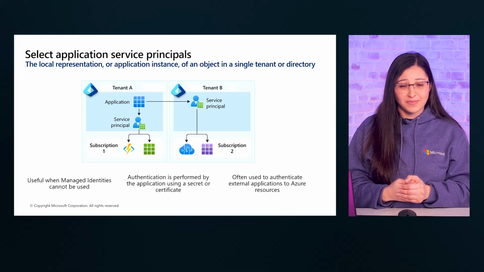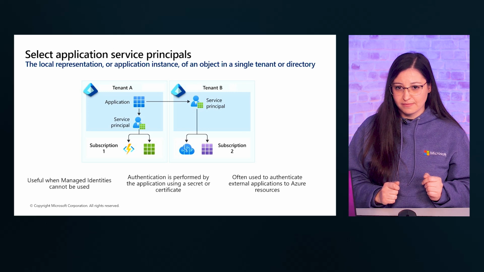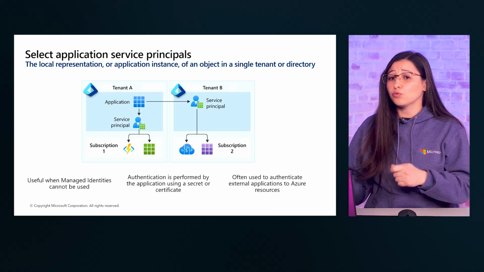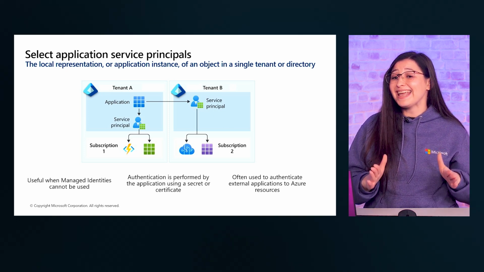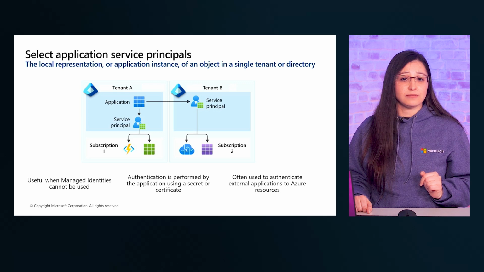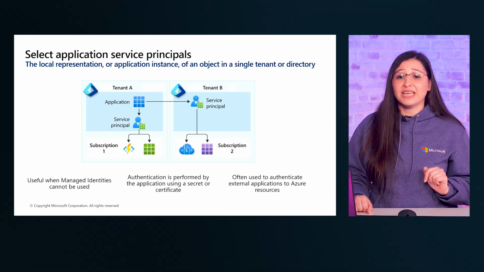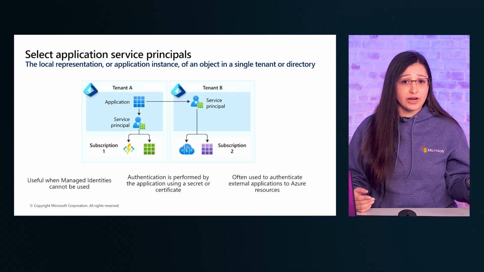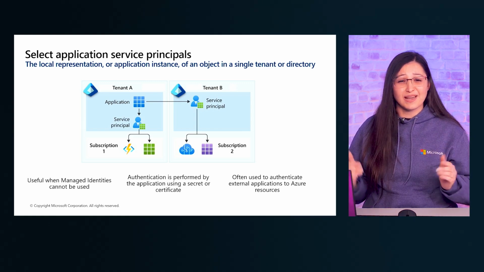What do we get from it? Control and isolation. Each tenant manages its own permissions, can review or revoke access at any time, and doesn't affect the application's global definition. This makes service principals your go-to solution for external, non-Azure hosted, or cross-tenant applications.